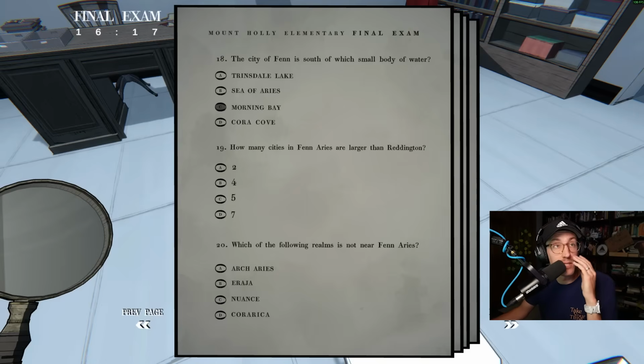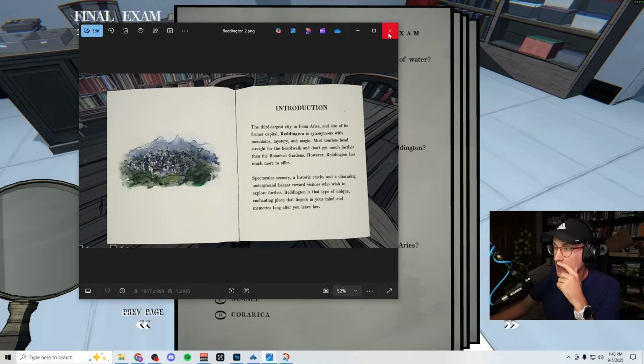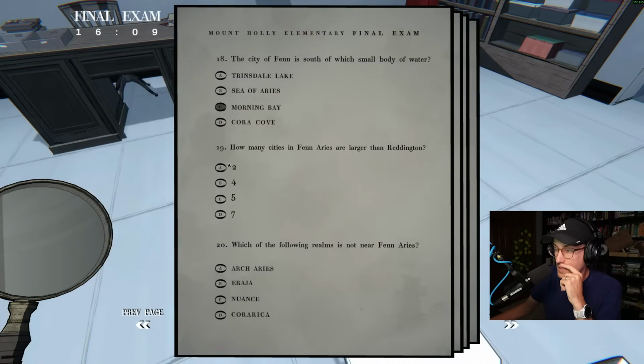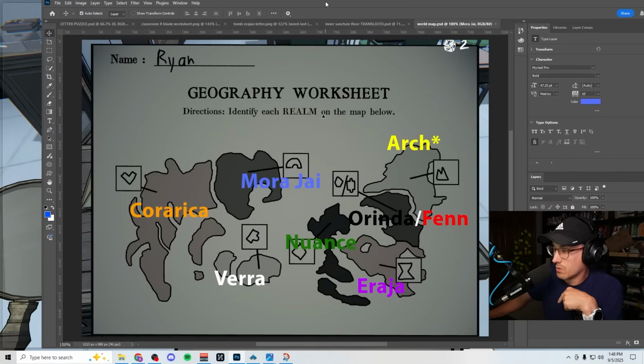Does the Reddington book say... Third largest city in Finn Aries. That would mean 2 are larger. Which of the following realms is not near Finn Aries? Arch and Iraja. Then you have Nuance and Carrerica. So it would be Carrerica.